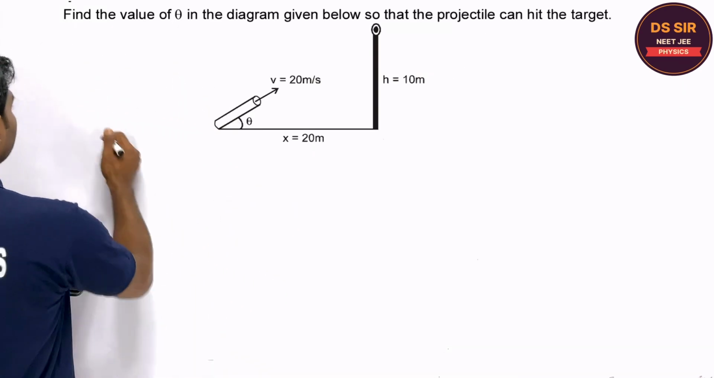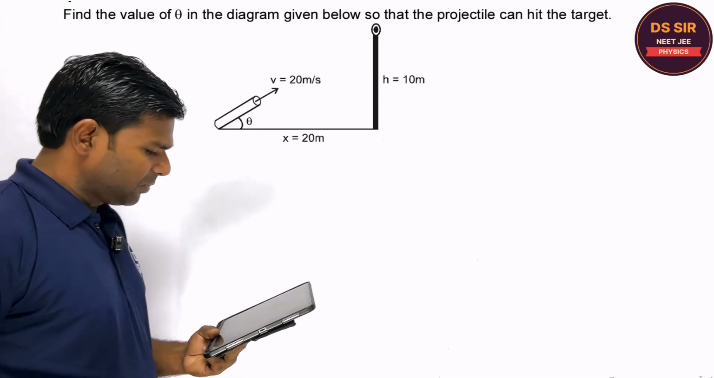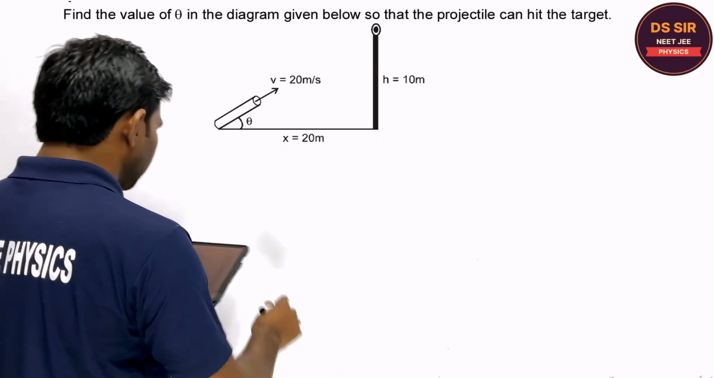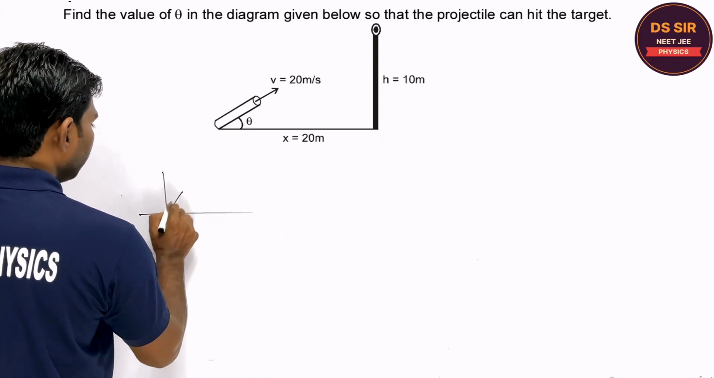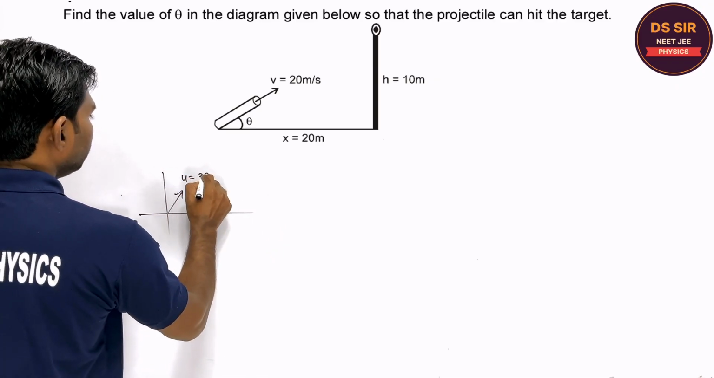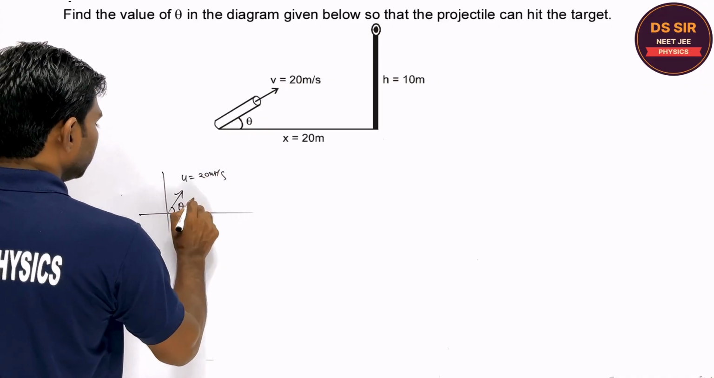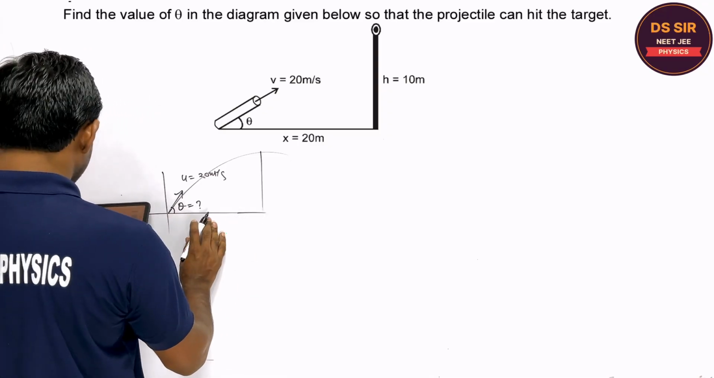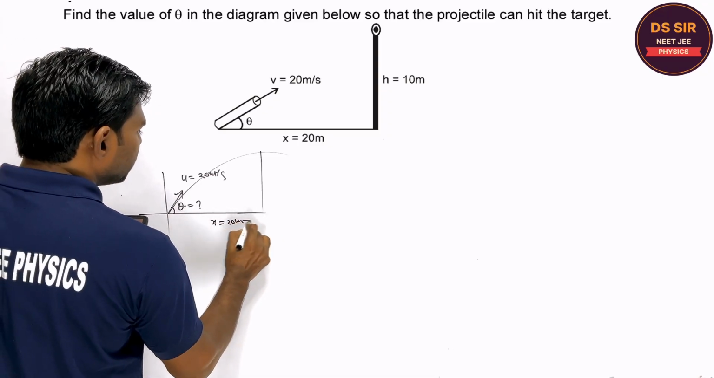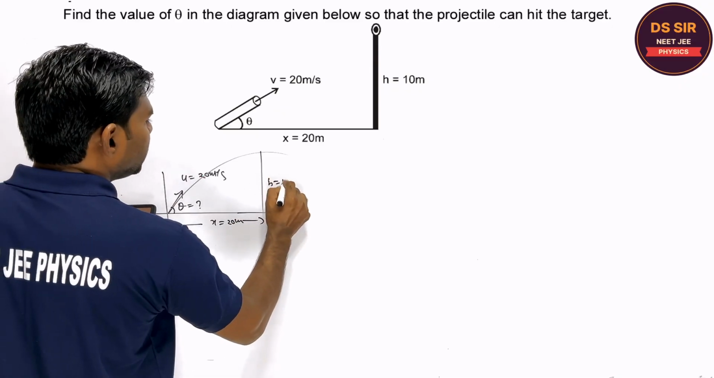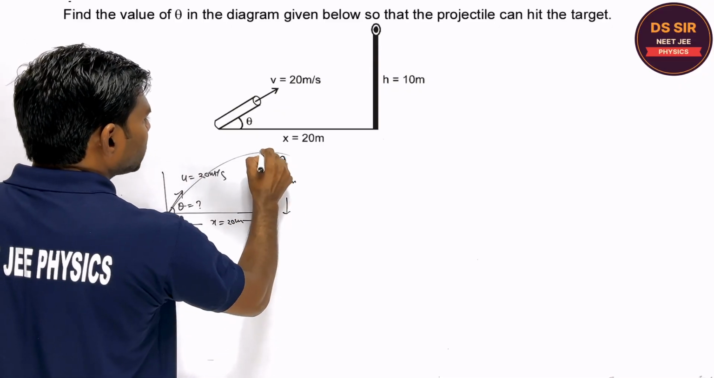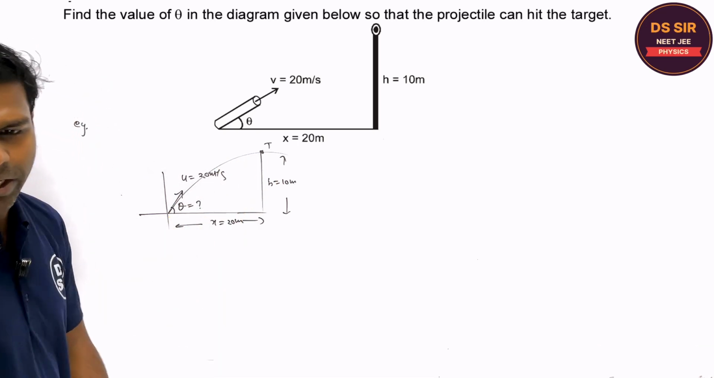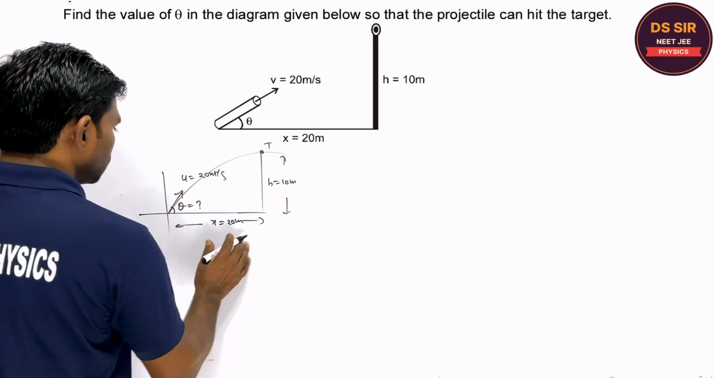So in this question, what is the question? This is example number 1. The question is: find the value of theta so that the projectile can hit the target. Suppose the velocity is 20 meter per second, and this theta we have to find. This is 20 meter given and the height is 10 meter given. So here at this point the target is present, so you have to find the value of theta so that the target can be hit.